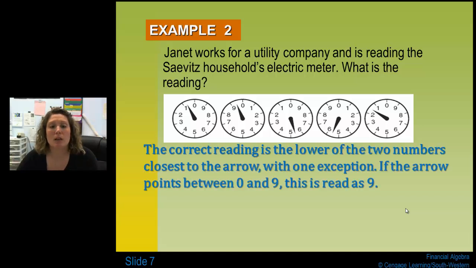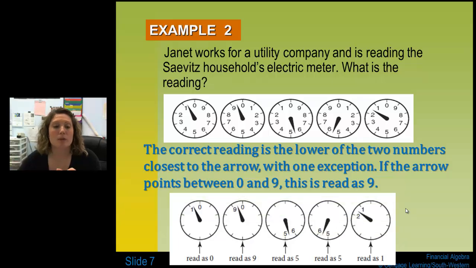So we take a look at each of those arrows, and we take the arrow closest to the smaller of the 2 numbers. However, if the arrow points between 0 and 9, we read it as 9. So this first arrow is between 1 and 0, so that becomes a 0. The second one is between 9 and 0, so we read it as 9.